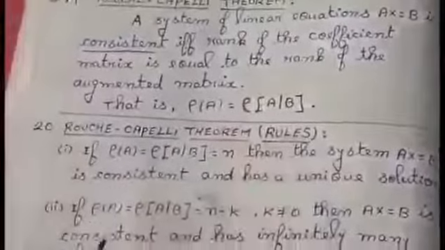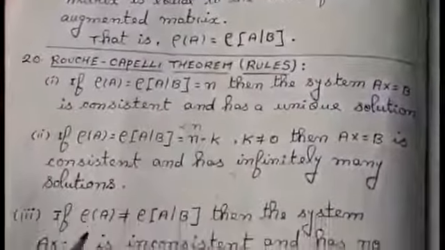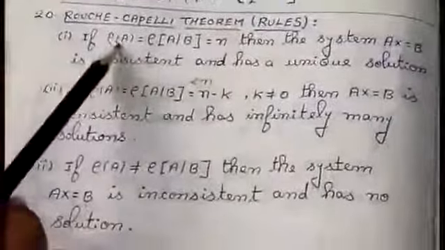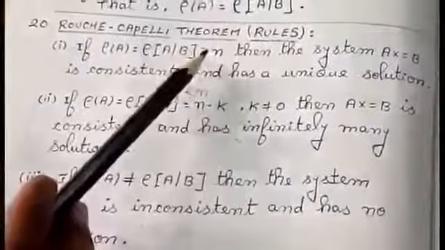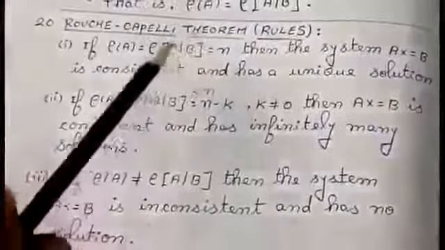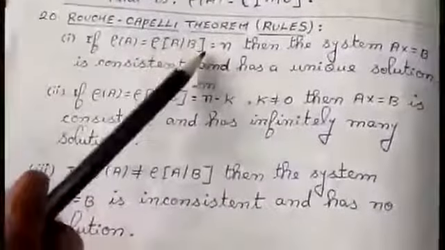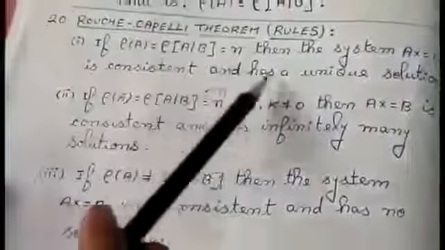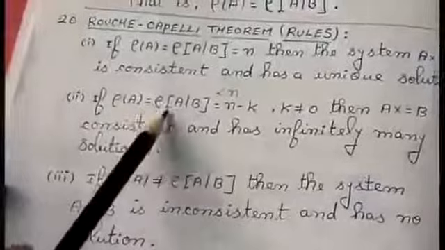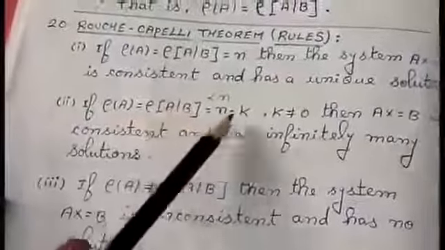And they have given you some rules. We have three conditions here. The first one: if rank of A equals rank of AB equals n, where n is the number of unknowns. If these three are equal, then I can say it is consistent and has a unique solution.